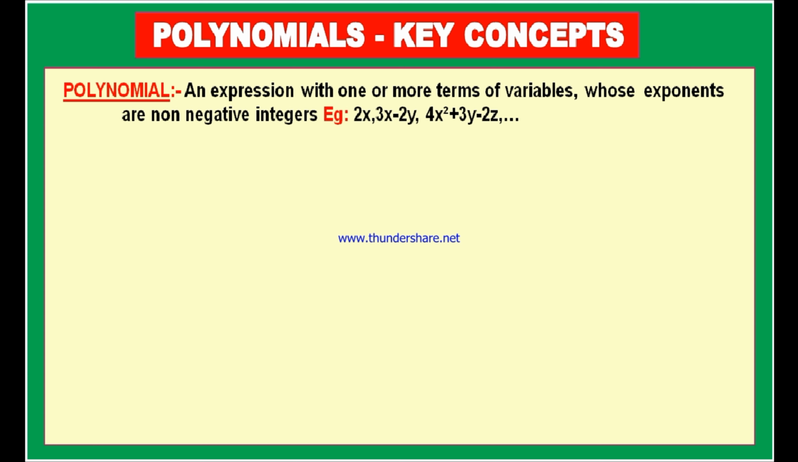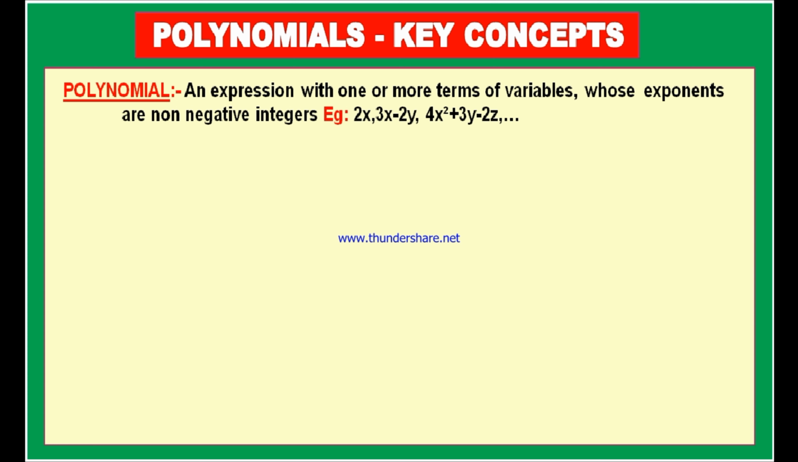Why? Because all these three have either one term or more than one term and they have variables and the exponents of the variables are non-negative integers. Therefore they are polynomials. Can you give an example of an expression which is not a polynomial? An expression is said to be a polynomial only when the exponent of the variable is a non-negative integer. If the exponent of the variable is a negative integer, then it is not a polynomial. For example, 2x power minus 1. How can you write 2x power minus 1? 2x power minus 1 is nothing but 2 by x. 3x power minus 2 means 3 by x square.